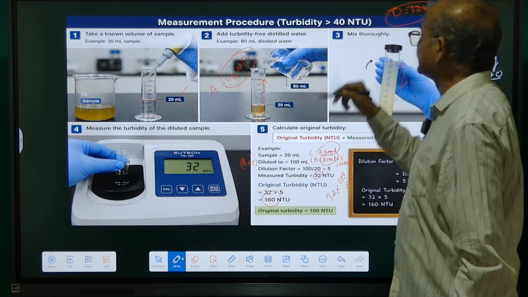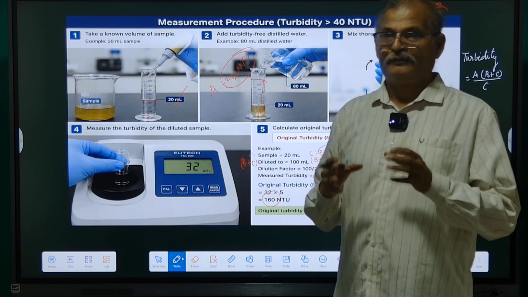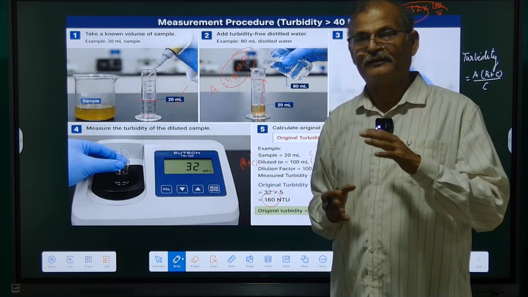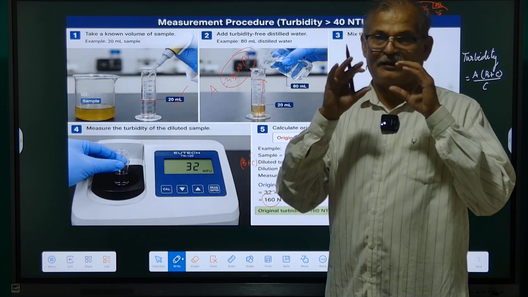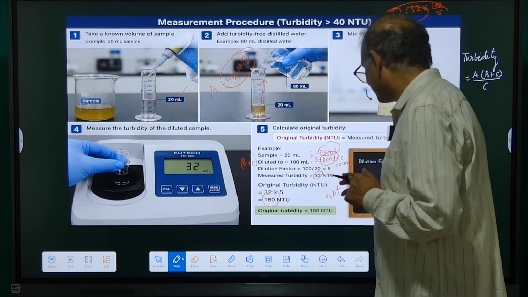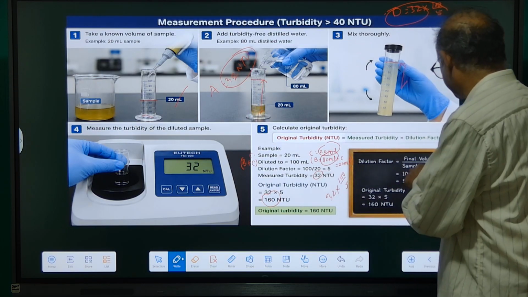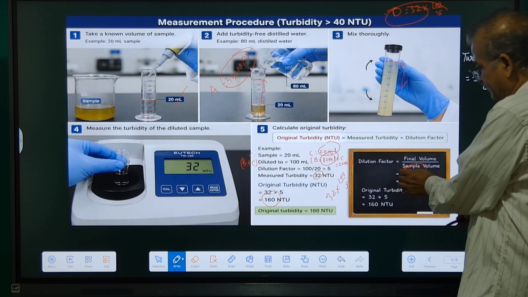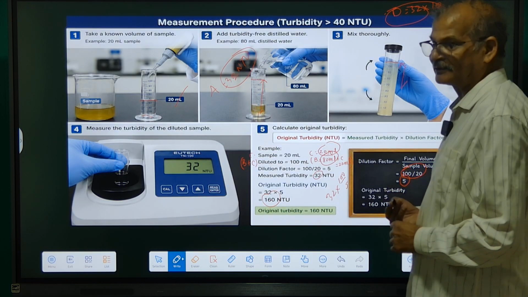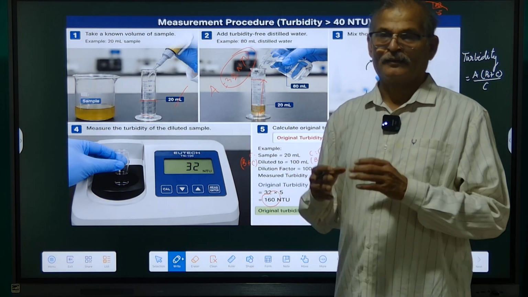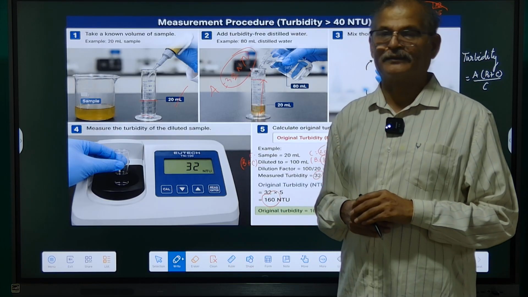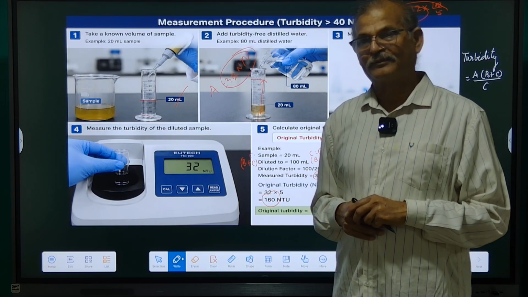So we measure the turbidity, if it is more than 40 NTU, by diluting the sample, regarding the dilution with how much distilled water we have added, and multiplying the obtained turbidity of that diluted sample by the factor, that is 100 by 20. This means the total has become 100 ml and the original sample was 20, so the factor is 5. Multiplying with this dilution factor, we get the original sample turbidity. So with this, how to measure the turbidity of the sample water, we have completed. Thank you.